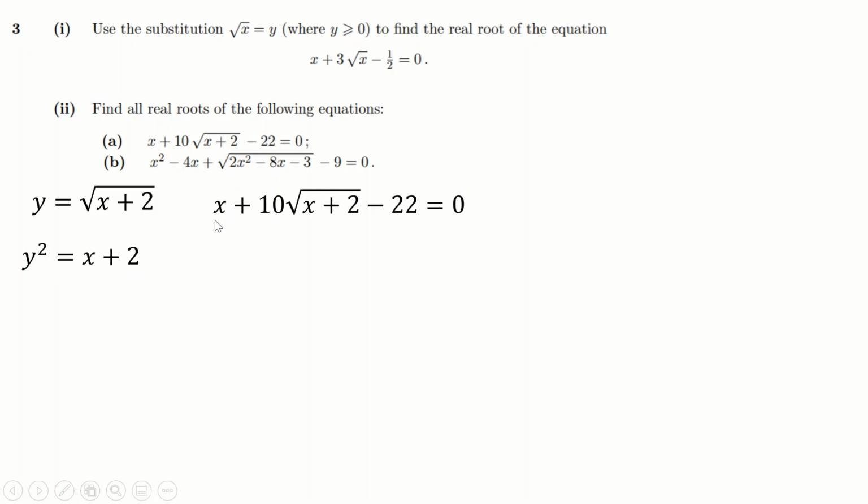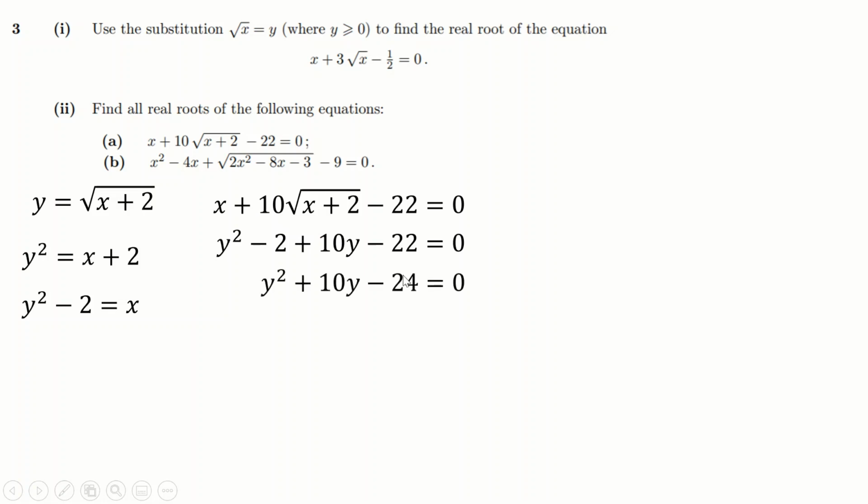Now, when I go into this equation, I'm looking to substitute in something for x. So I'm going to take this equation and take away 2 from both sides. And now I can put this in for that x. And I can also just replace that thing with the original substitution to make plus 10y. And now I can just sort this out, right? And this ends up being nice because it factorizes nicely into this.